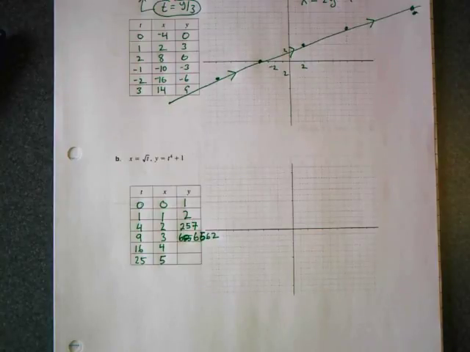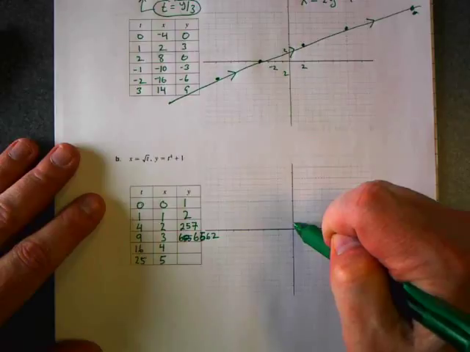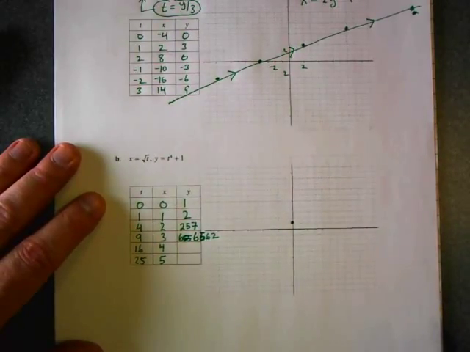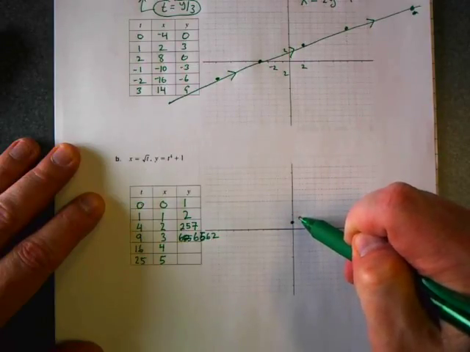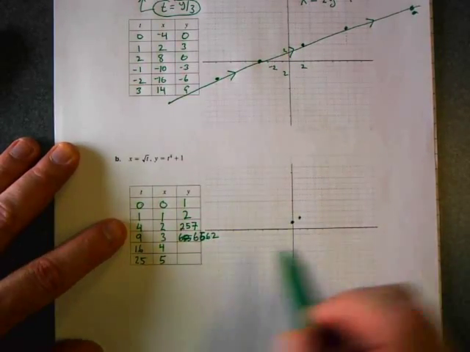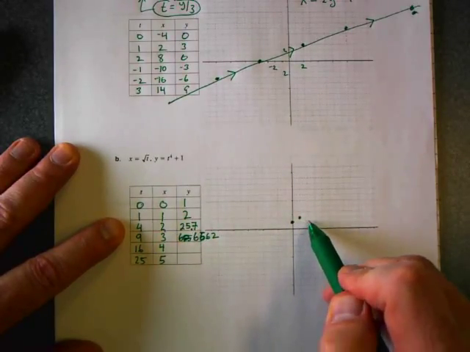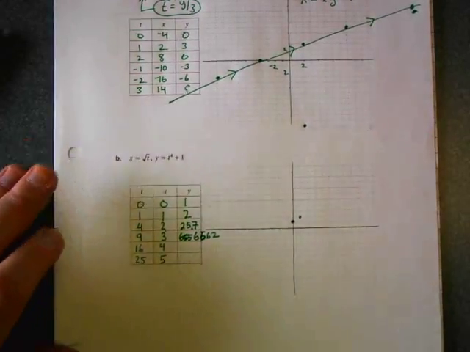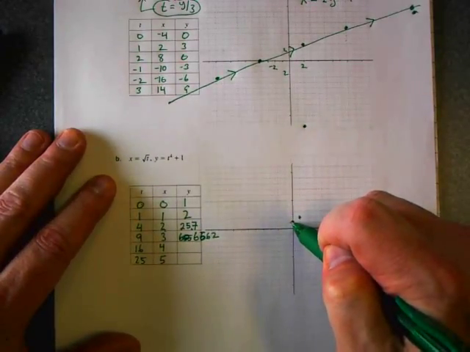All right, next, well, one is, I skipped one. All right, well, let's plot what we have so far. We have 0, 1, which is right there. We have 1, 2, which is right there. We have 2, 257. 257's way, way up there somewhere. Just based on those 3 points, what is this looking like? It's looking like a parabola, but it looks like that parabola is going up super fast, doesn't it? I would agree. So it looks like this.